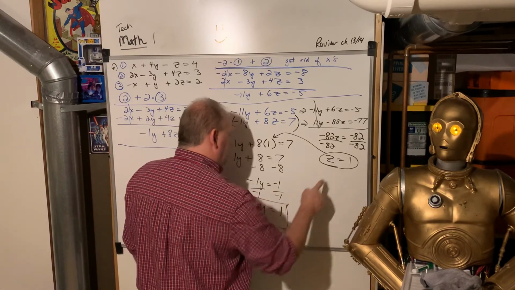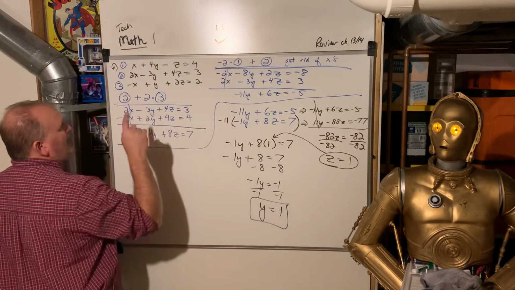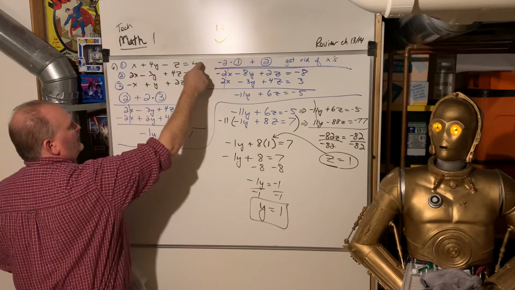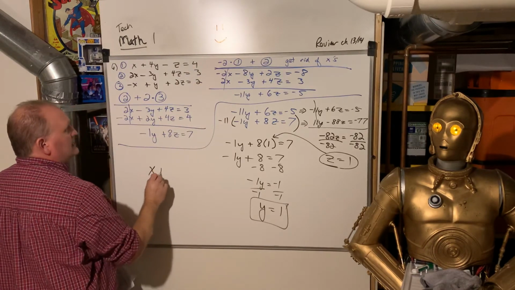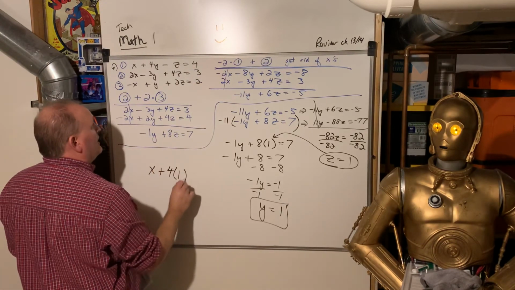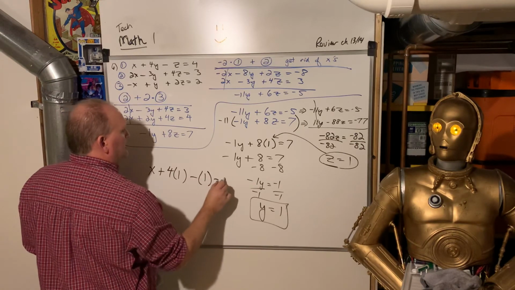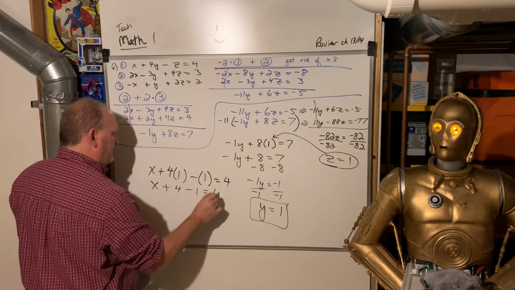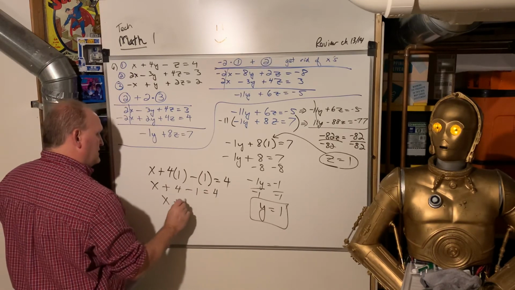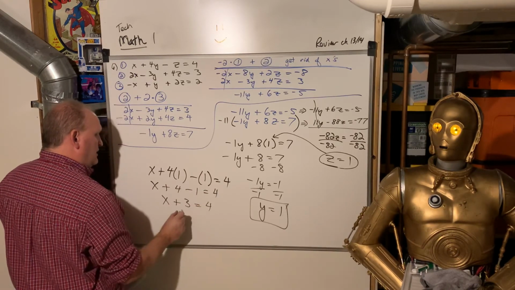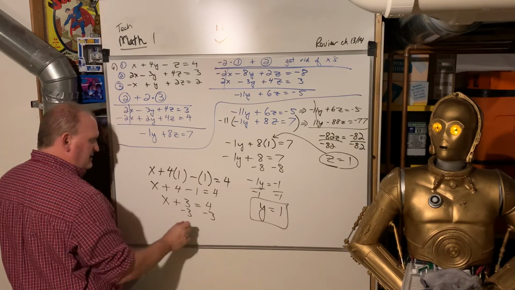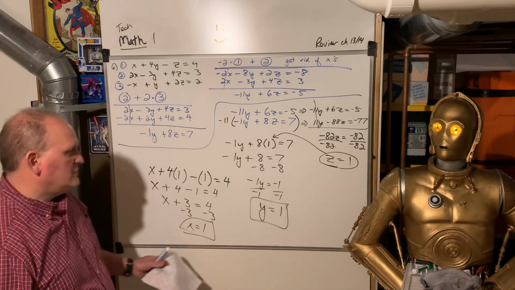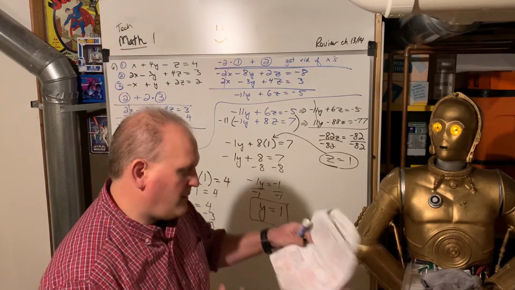So now I got z and I got y. I still need x, so I can put it into this one or this one or this one. I'm going to go into that top one. So x plus 4 times 1 minus 1 equals 4. x plus 4 minus 1 equals 4. x plus 3 equals 4. Subtract 3 to isolate the variable, get x all by itself. And there we go. x equals 1, y equals 1, z equals 1.